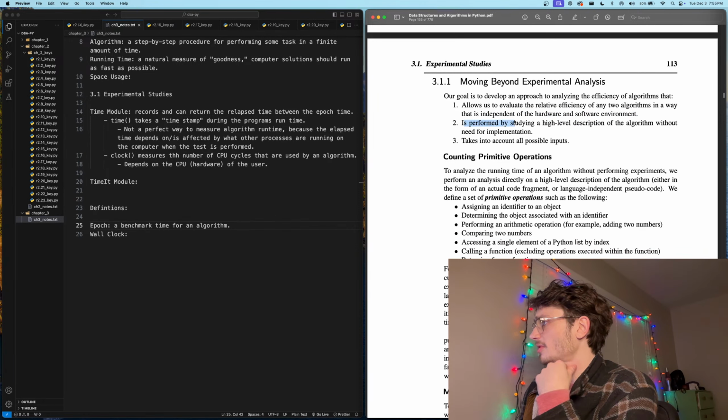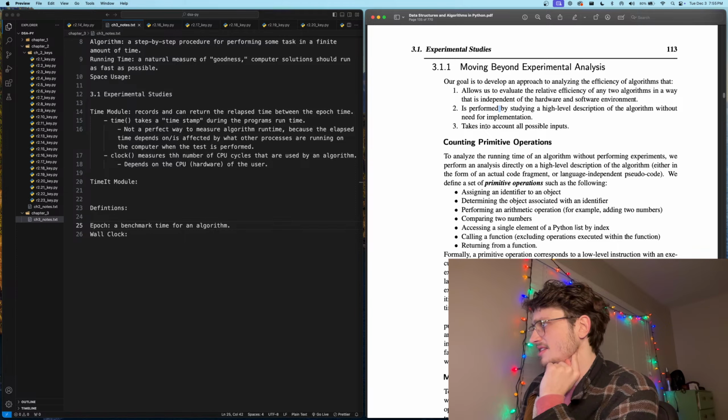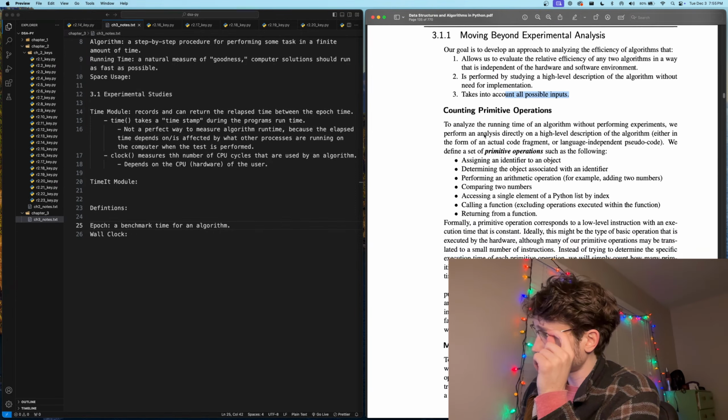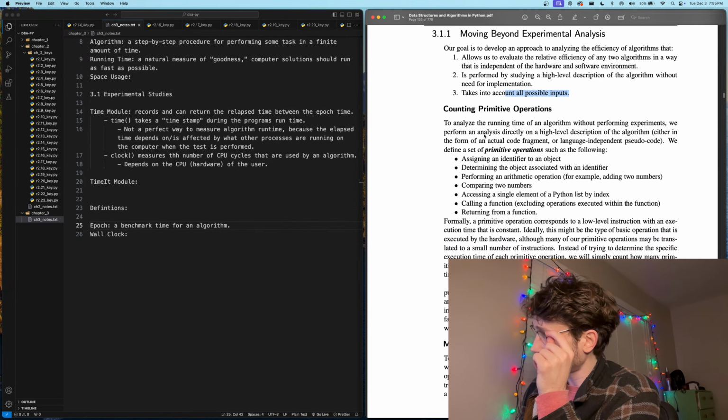Our goal is to approach it such that it is performed by studying a high level description of the algorithm without need for implementation, and third, it takes into account all possible inputs. Okay, counting primitive operations.